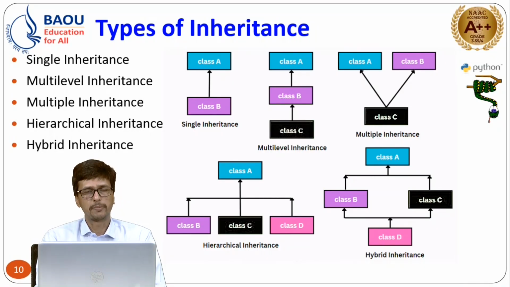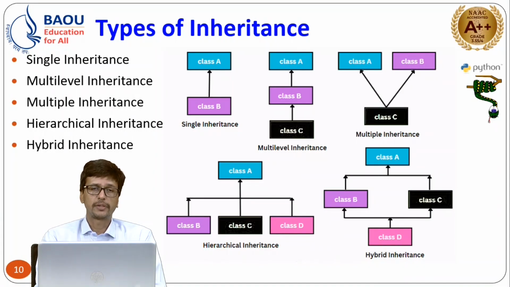And the next one is hybrid inheritance, in which there is one parent and multiple children. You can see in the figure that two children are there. So class A is the parent for class B and class C. Again, class B and C are the parents of class D. So here multiple inheritance can be merged together, and that is the name given: hybrid inheritance.